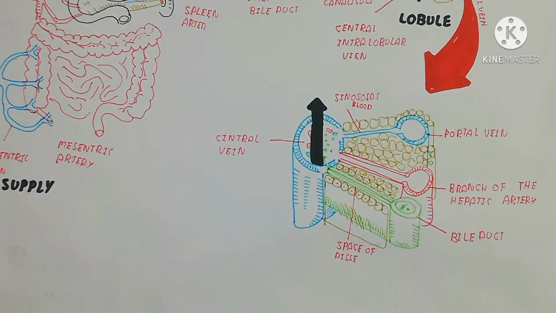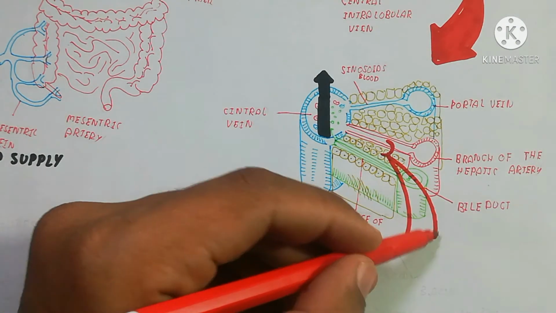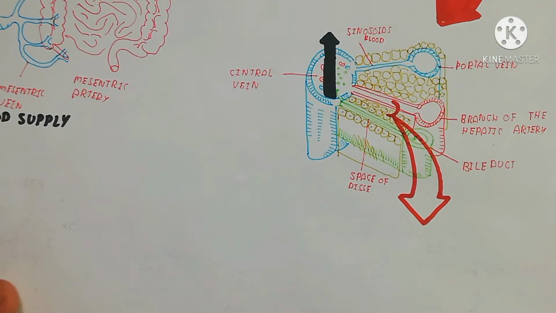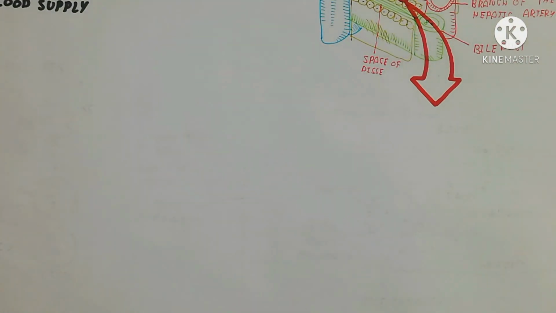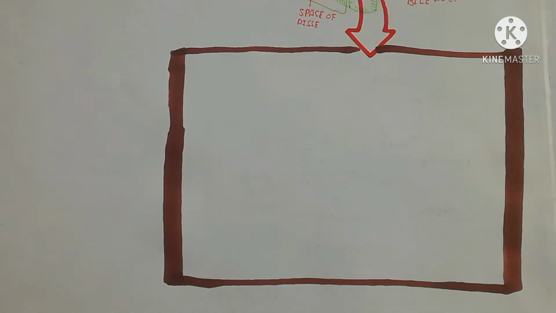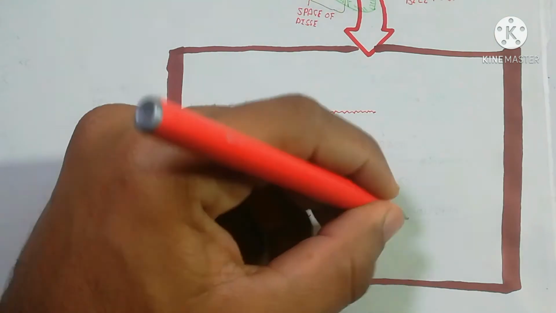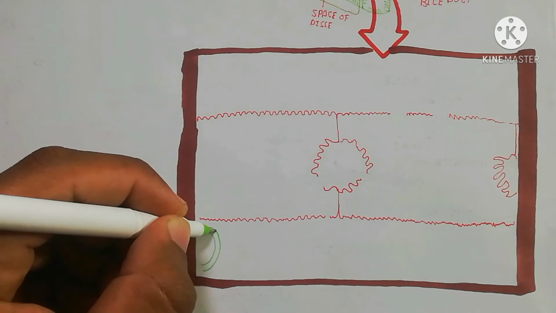So that is known as sinusoidal blood, because sinusoidal blood contains bile acid, deoxygenated blood and oxygenated blood. So there's a mixture of blood here, which has useful and unuseful material. So here I am drawing the sinusoid, and beside the sinusoid is the hepatocyte.